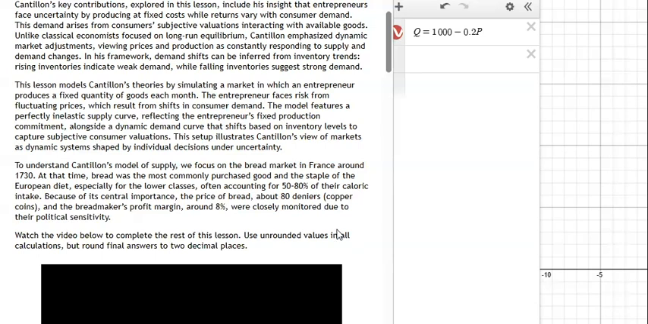To understand Cantillon's model of supply, we focus on the bread market in France around 1730. At that time, bread was the most commonly purchased good and the staple of the European diet, especially for the lower classes, often accounting for 50 to 80% of the caloric intake. Because of its central importance, the price of bread, about 80 deniers, a denier being a copper coin, and the bread maker's profit margin, around 8%, were closely monitored due to their political sensitivity.